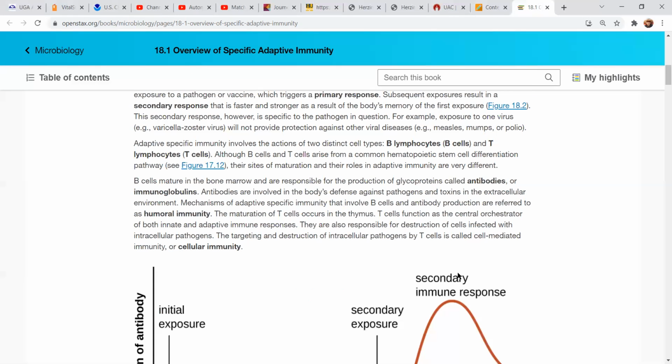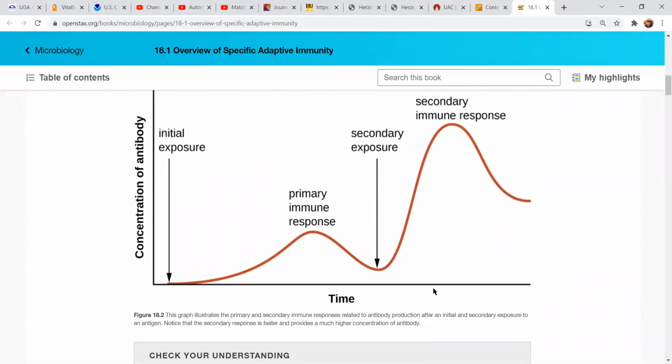This arm of the immune system is called humoral or antibody-mediated immunity. T cells mature in the thymus, and that's where their name comes from. T cells are basically the orchestrator. They are responsible for both the innate and adaptive immune responses, and they target infected cells. They are responsible for cell-mediated or cellular immunity. They do not produce antibodies. Only the B cells produce antibodies.